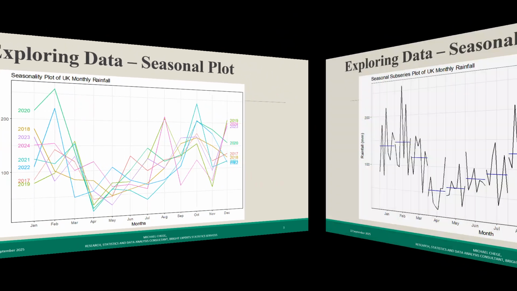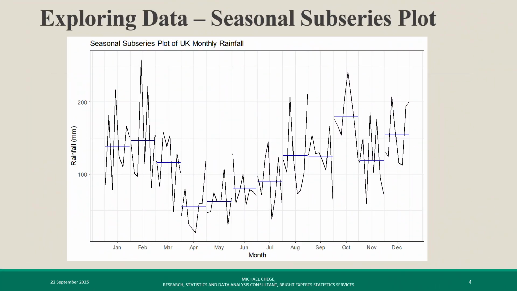The subseries plot breaks rainfall down by month. It shows intra-year variability and highlights which months deviate from the norm. This helps us understand the structure of the data before modeling.